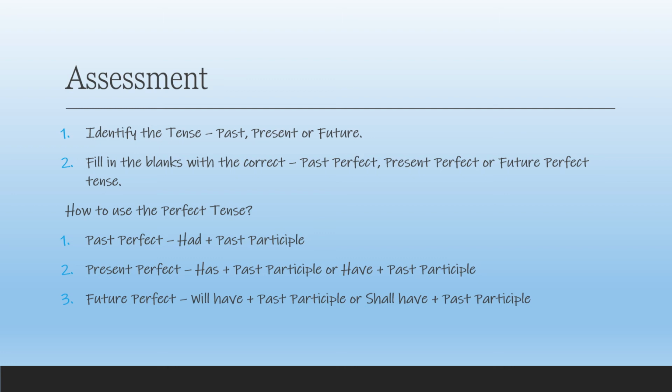How to use the perfect tense? We will follow the rule which we have noted down before. For the past perfect, we will use had, then the past participle of the verb. In the present tense, you will use has for third person singular and then the past participle. If it is not third person singular, we will use have and then followed by the past participle. If it is a future perfect, we will use will have with the past participle. For I or we shall use shall have and then the past participle.